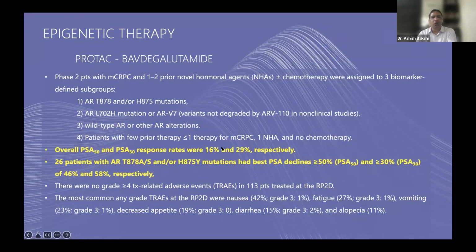This is an oral drug. So this PROTAC is an oral drug, and it can be given to the patient. And this is a group of patients who have received two androgen receptor targeting drugs. So even in these highly treated patients, there is a 50% reduction in the PSA, which is a significant response. So probably this drug will move to an early setting, and we are looking forward to this drug with great enthusiasm.